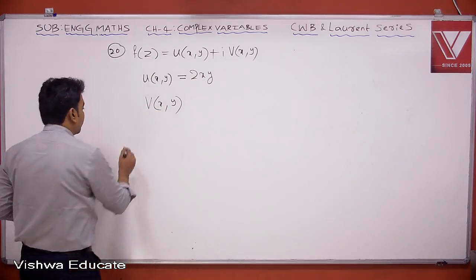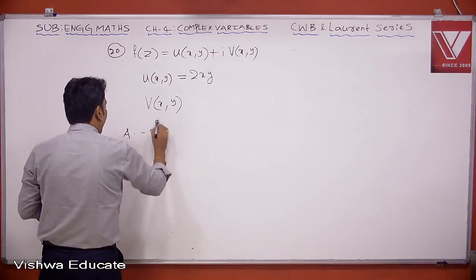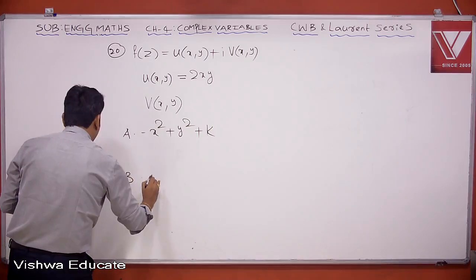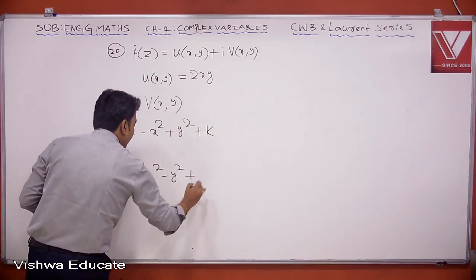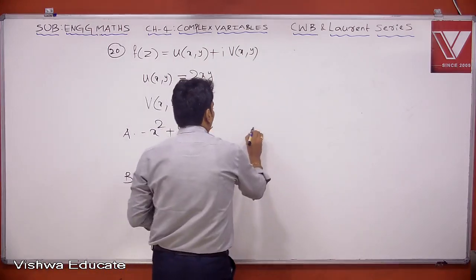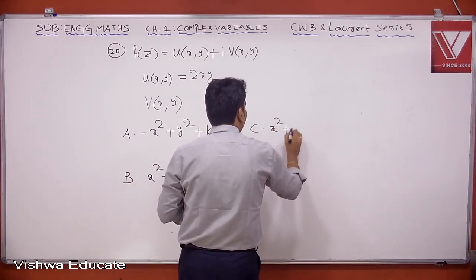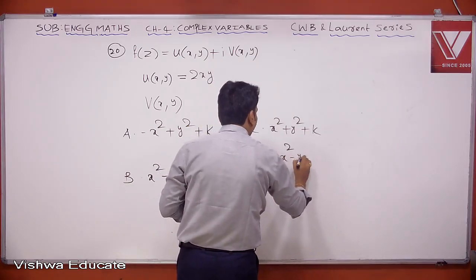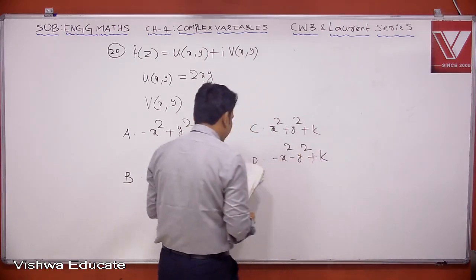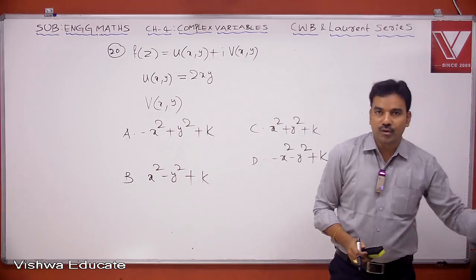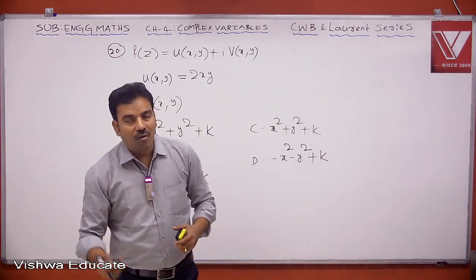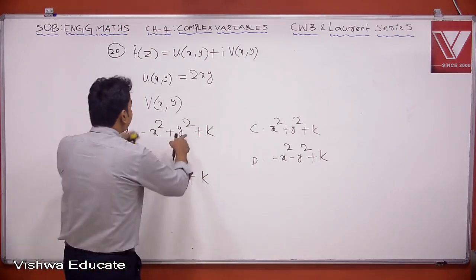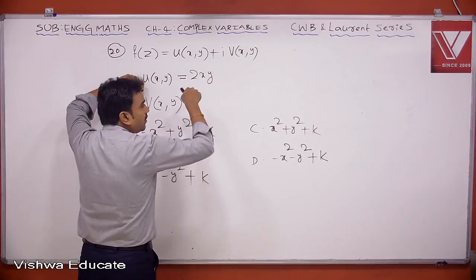Let us see the options. Option A is minus x square plus y square plus k. Option B is x square minus y square plus k. Option C is x square plus y square plus k. Option D is minus x square minus y square plus k. Now let us get the value of v in terms of x and y using CR equations, or at first I can do this by verification of options. Since this is analytic, CR equations must hold.